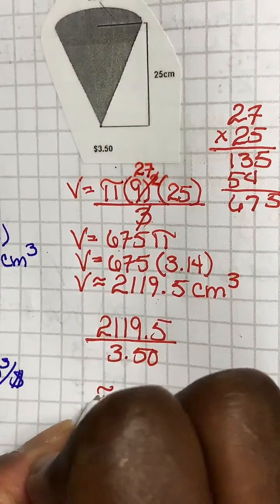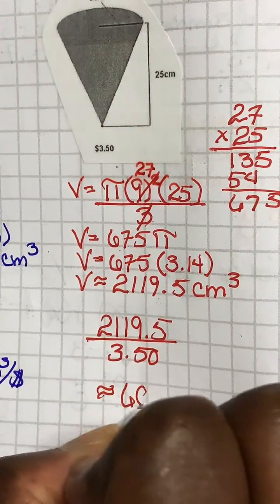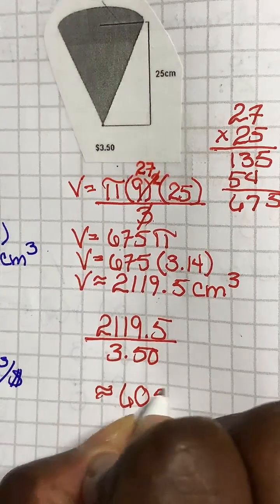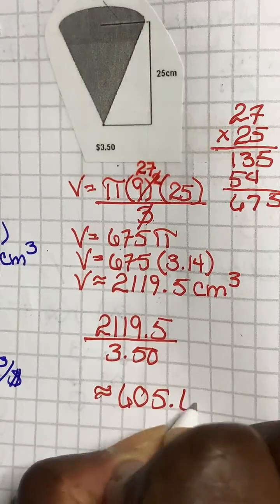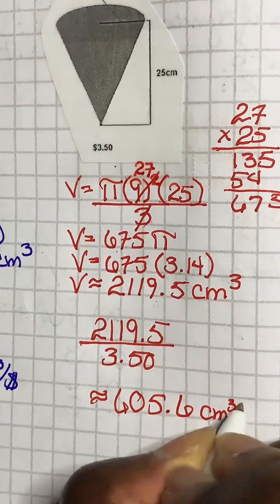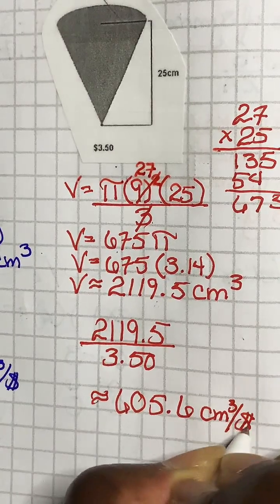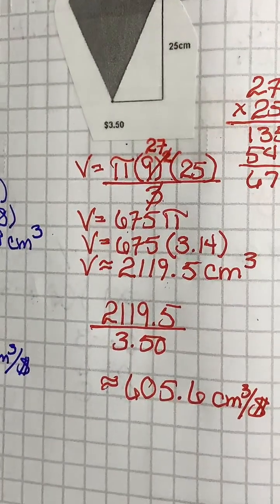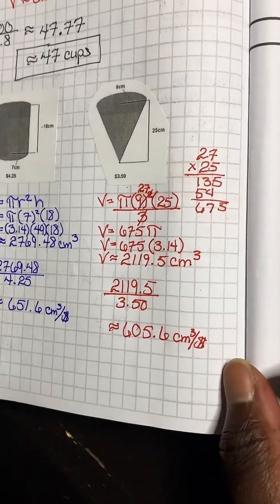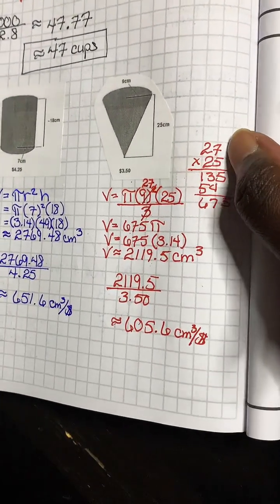And I got approximately 605. 0.6 if I round it. All right. Okay.